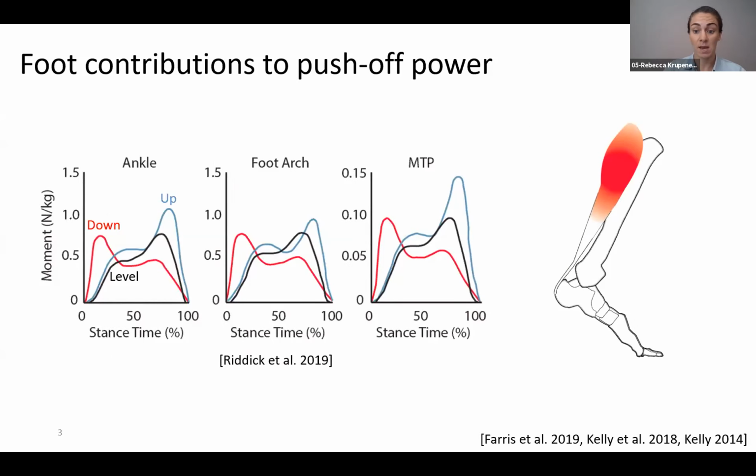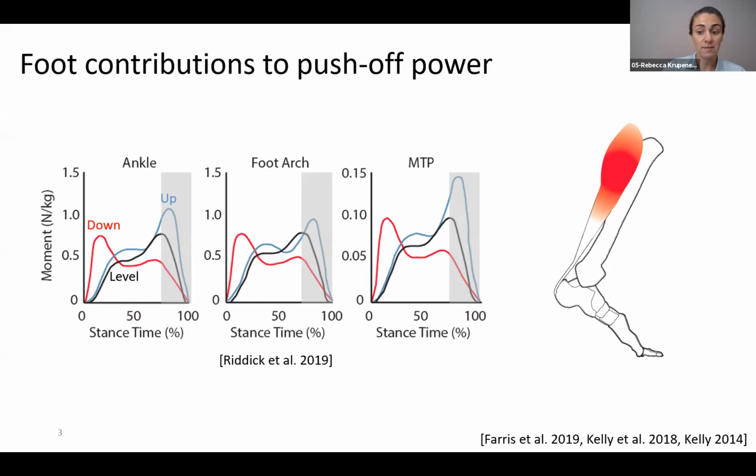Recently, the foot has been getting more attention for its role in governing push-off power. The structures of the foot are uniquely suited to function as both a stiff lever for push-off and an elastic energy storage and return system for economical locomotion. As we can see in this figure from Riddick et al., the foot arch, which is representative here of the foot muscle tendon unit, and the MTP joints exhibit moment waveforms that are generally similar to that of the ankle joint during level stepping, stepping up, and stepping down, particularly in late stance, which suggests a similar propulsive function during the push-off phase of walking.